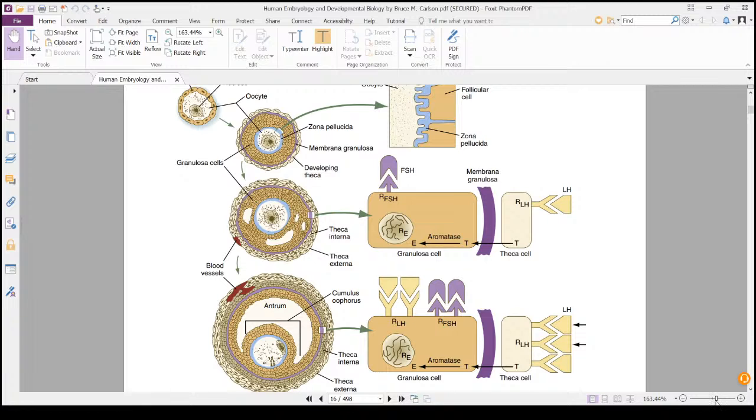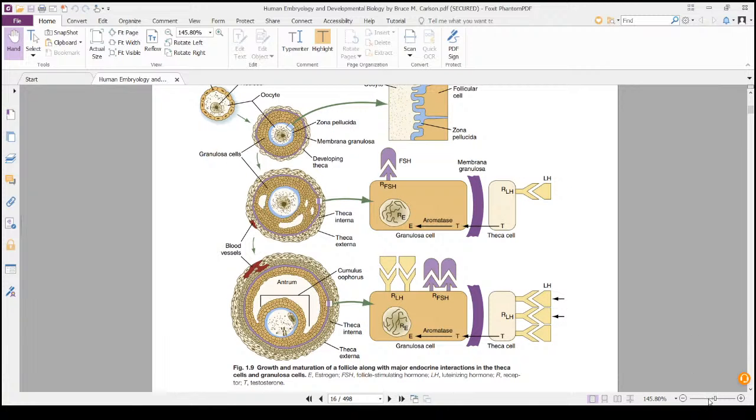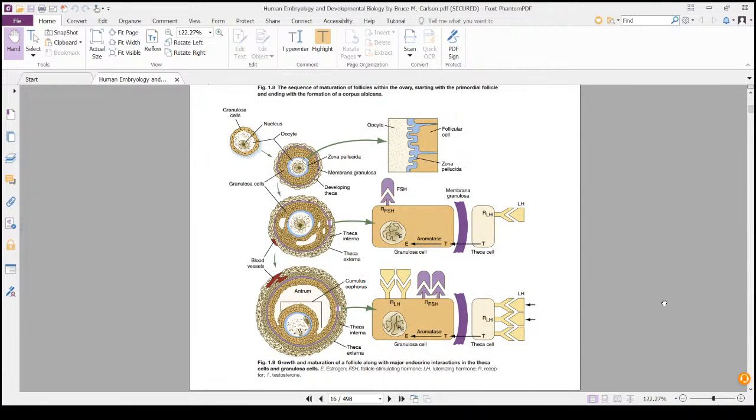Now you'll be able to see this diagram. I think you are able to see the diagram right now, right? Just look at this diagram and you will be able to comprehend what I am trying to say. You have everything here.